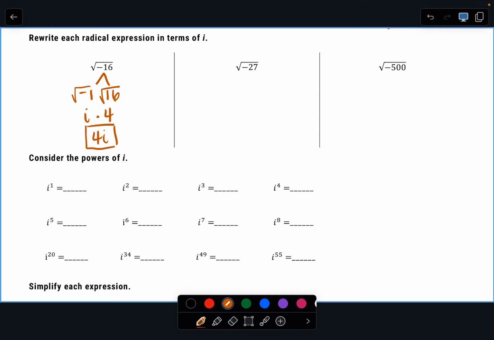Okay, so let's look at negative 27. I see two things. Kind of three. I like to do the negative one last, so I know to put it at the very end. Is there a factor of 27 that is a perfect square? No. 9. So we can do 9 and 3. And so I could go in, take the square root of 9, take the square root of 3, take the square root of negative 1.